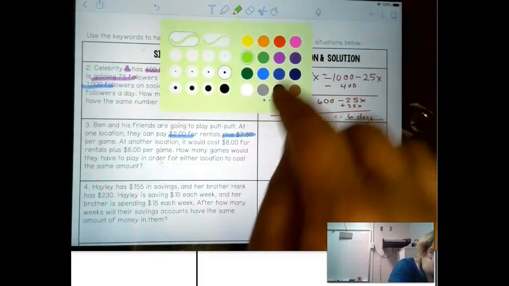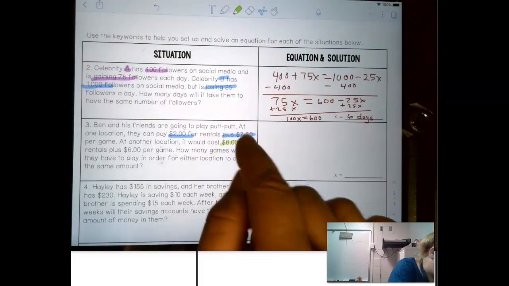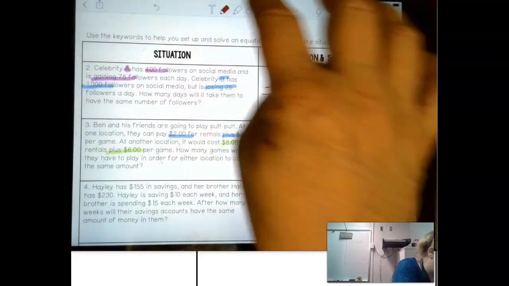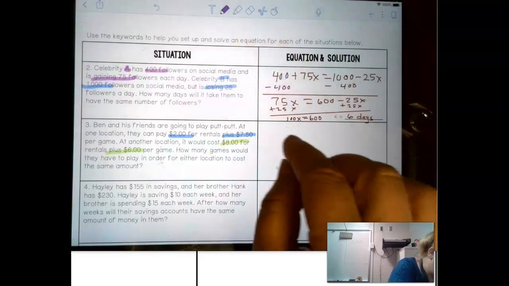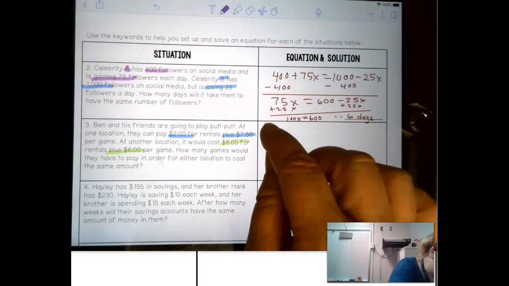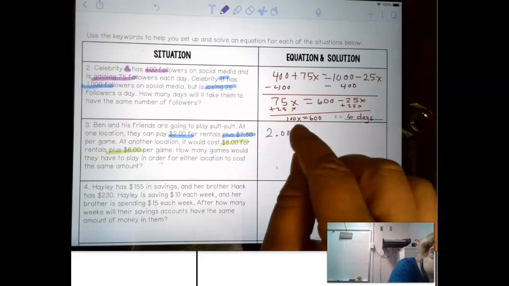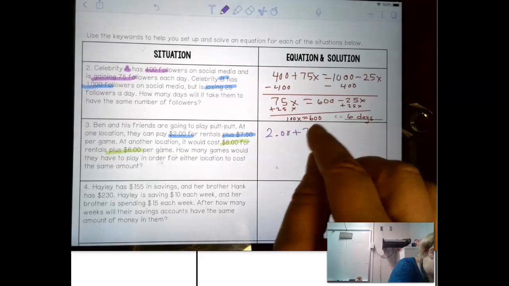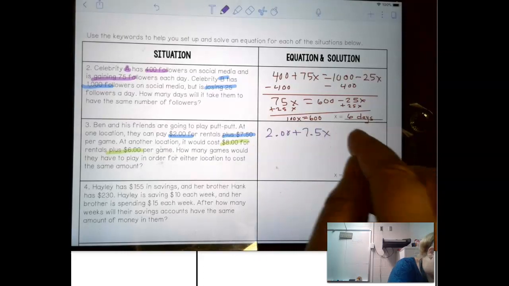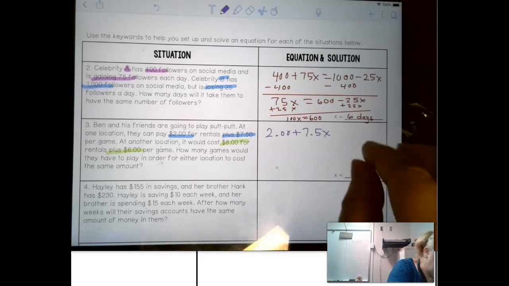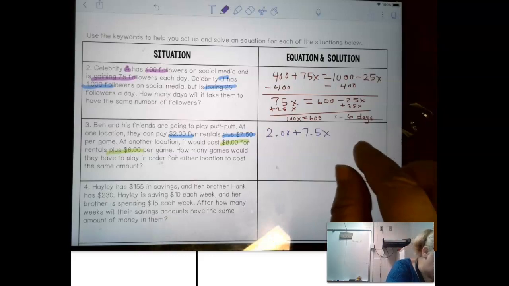And we have $8 plus $6. So that's going to be our variable there. I'm going to change colors so we don't get it mixed up. So we have $2 plus 7.5x. For ease of writing, I'm going to leave that 0 off. But remember, whenever we're working with dollars and cents, there's going to be 2 decimal places. If it comes out to more than 2, you just cut it off at 2. If it comes out at less than 2, you still put 2 on.